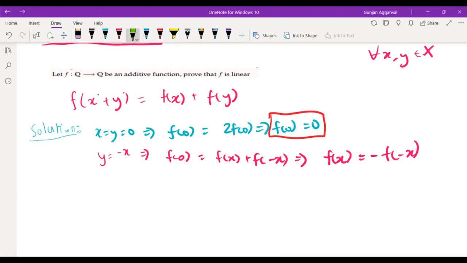I have an idea, I think. I'm saying that first of all, we got that f of 0 is equal to 0. Then my claim is f of x is equal to f of 1 times x, because f of 0 is 0, so no other question.